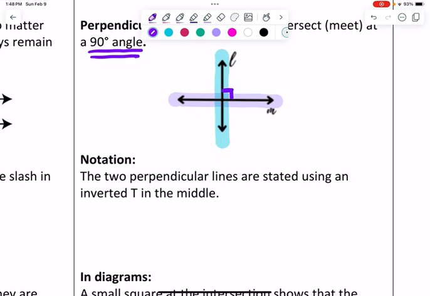Now, if I want to show that these two lines are perpendicular, and I'm showing that notation, I want to write it in like a little mathy sentence. I go line l and line m. The symbol is an upside down capital T because it kind of makes that 90-degree angle, right? If I'm looking at an upside down T, that angle is a 90-degree angle. That symbol indicates that I have perpendicular lines and or line segments. So this reads as line l is perpendicular to line m.